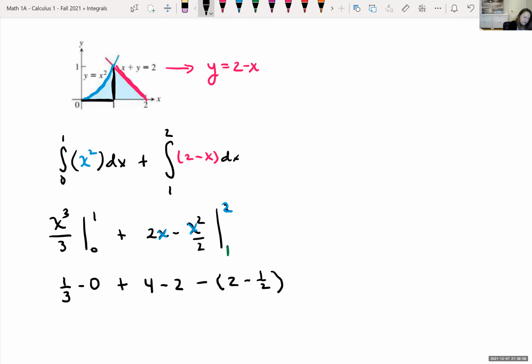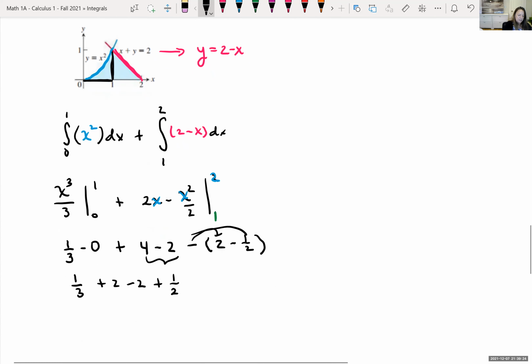Okay, so I have 1/3 plus 4 minus 2. So we might as well just combine that. 4 minus 2 is just 2. So plus 2. But this is minus 2 plus 1/2. So notice our 2's cancel with one another, and we're just left with 1/3 plus 1/2. So common denominator, we would have 2/6 plus 3/6, which gives us back 5/6.